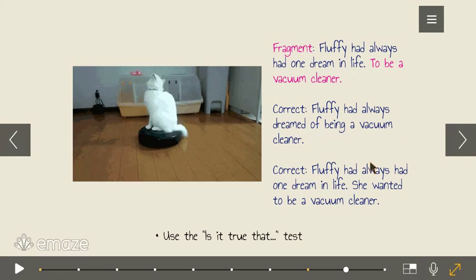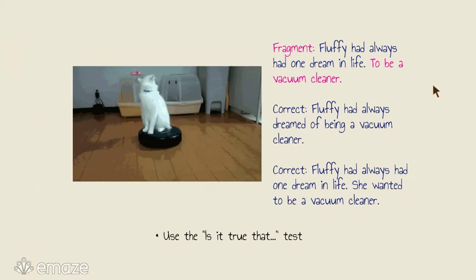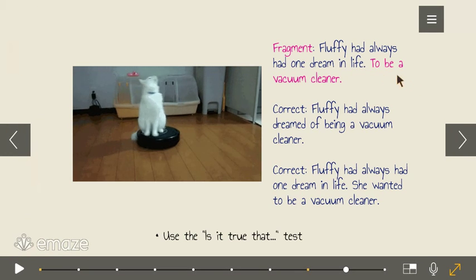That works. If I try this in front of the fragment, it won't make sense. Is it true that to be a vacuum cleaner? Doesn't work. I'm left hanging. So I know that this is a sentence fragment.